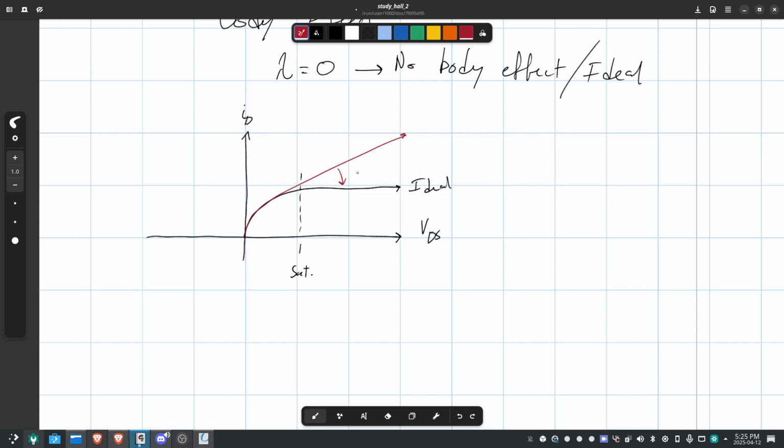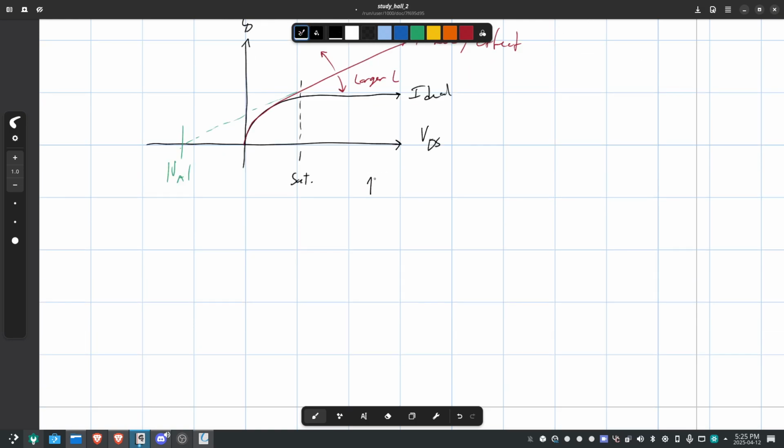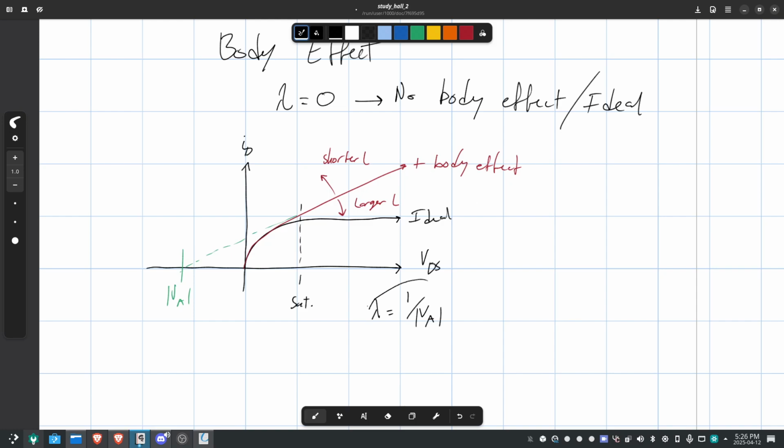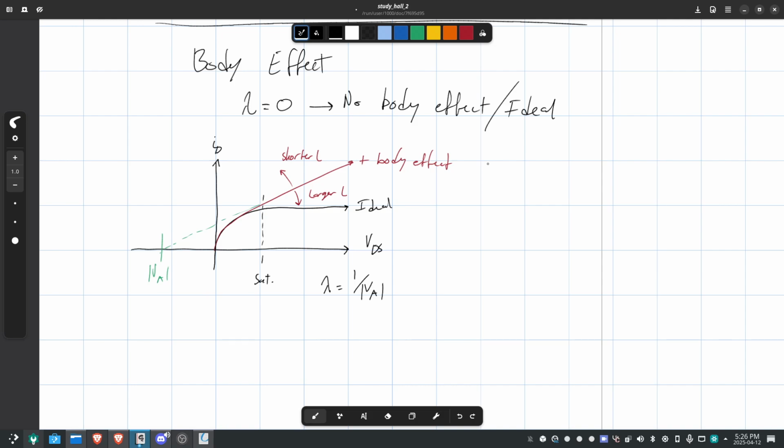As L gets larger, it's going to be closer to ideal. As L gets shorter, it's going to be steeper, so to speak. And this is plus body effect. And then there's this weird line here. If you go back far enough and you hit 0 point, this is called VA. And your lambda is 1 over VA. VA will always be given to you. I don't think I've seen any question where you need to actually figure out VA. But you should probably at least know this one. So that's why we say when lambda is 0, there's no body effect or it's ideal. Because that just means VA is effectively infinity. It's flat.